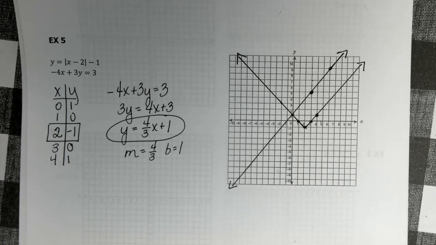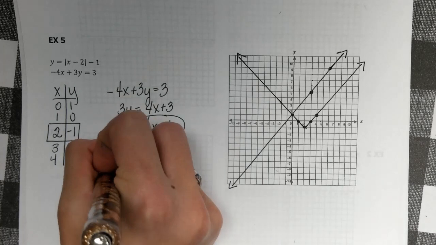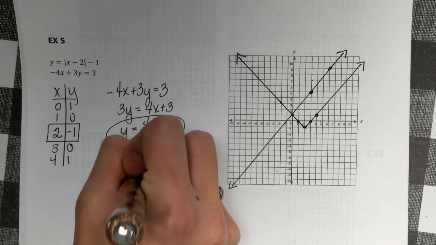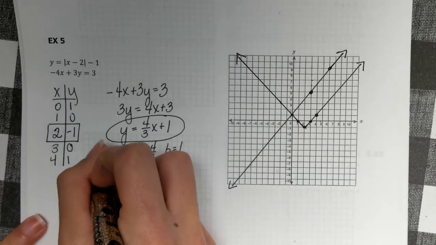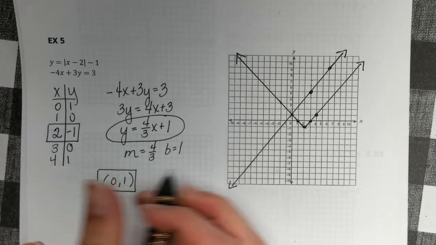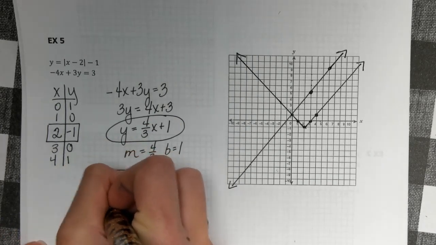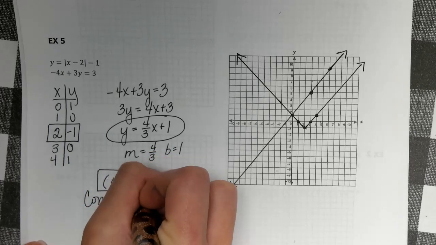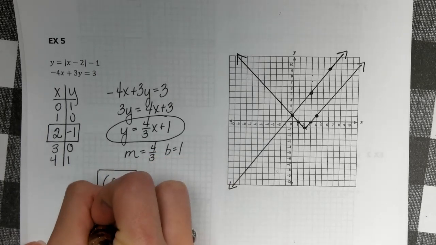What's my solution now? As an ordered pair. 0, 1. And that will be consistent and independent.